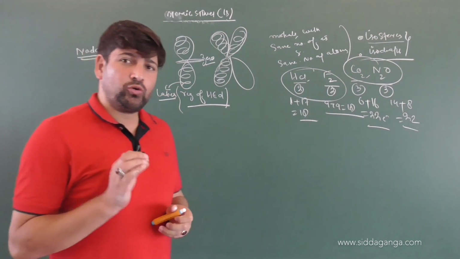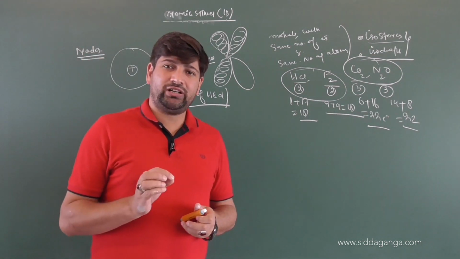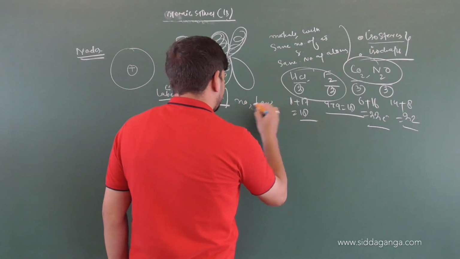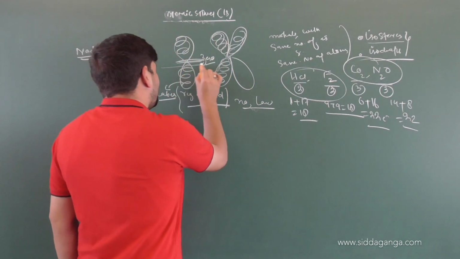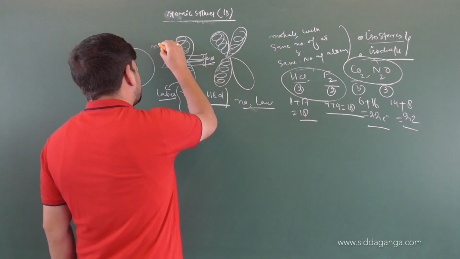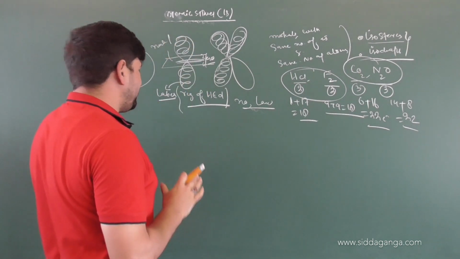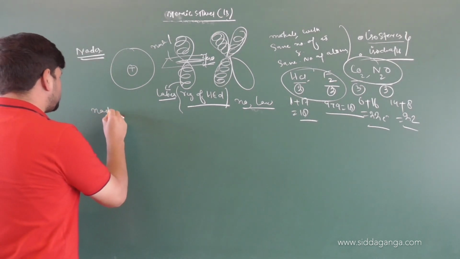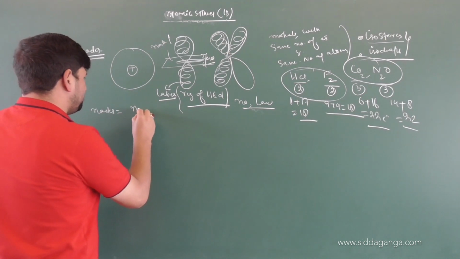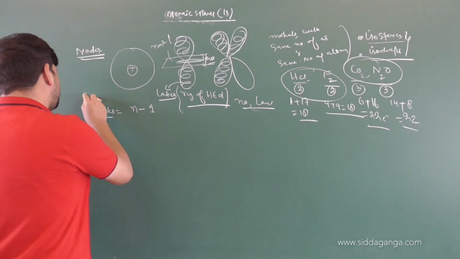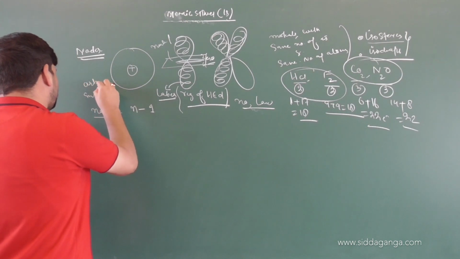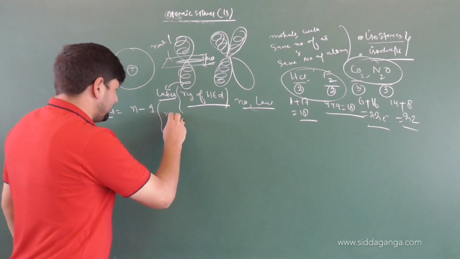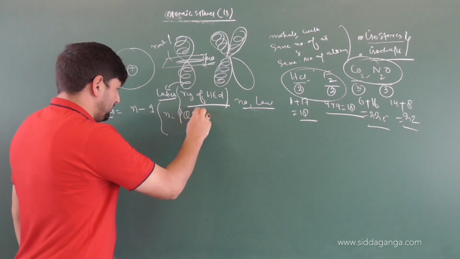What are nodes? Nodes are the regions where electron density is zero or low, and the planes passing through the nodes are called nodal planes. Let me be brief here. In an atom, the total number of nodes equals n minus 1. In any subshell or orbital, if you want to find the number of nodes, it is equal to n minus 1, where n equals the principal quantum number.